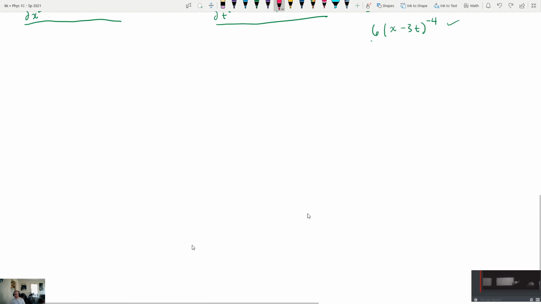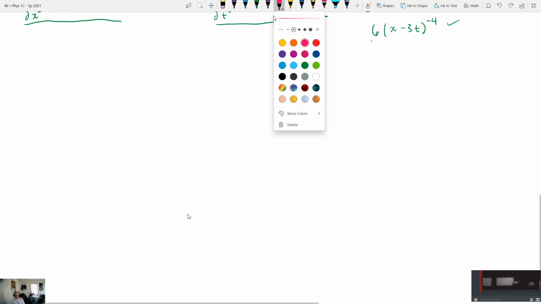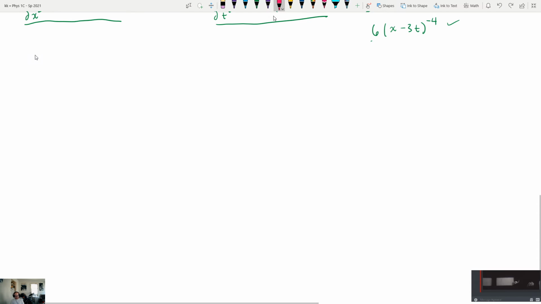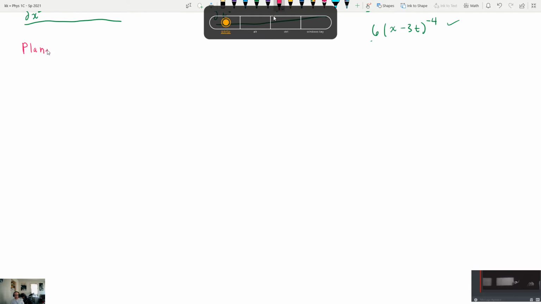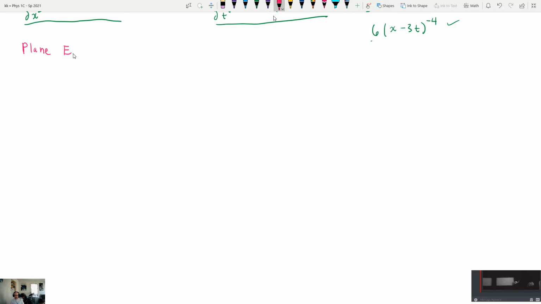Now, before we get into the math of how we're going to do that, we need to define what kind of waves we're going to be talking about here, okay? So we're going to be talking about what are called plane electromagnetic waves, so I'm using the word EM, electromagnetic waves. We're going to be talking about plane electromagnetic waves.